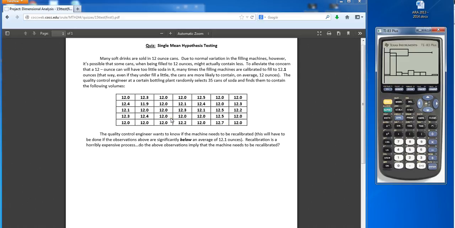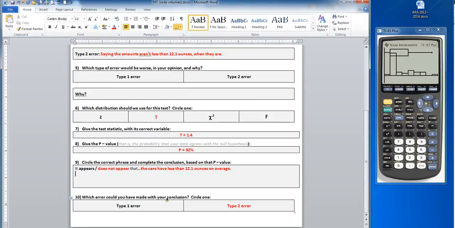Okay, so the test says they're not under. They look like they're almost overfilling from 12.1. Overfilling would be if you were running your hypothesis test, your p-value would be 8%. But regardless of what it is, it looks like they're not being underfilled. So they do not appear to have less than 12 ounces on average.